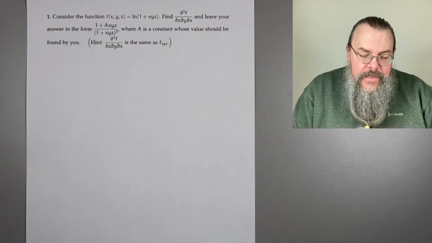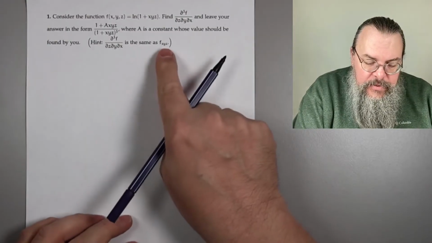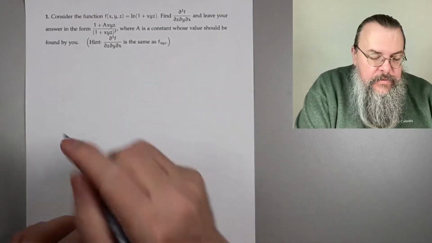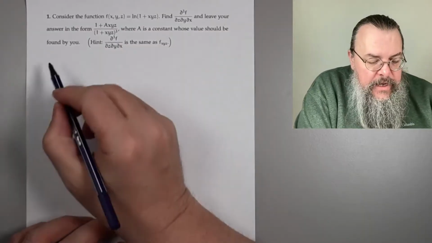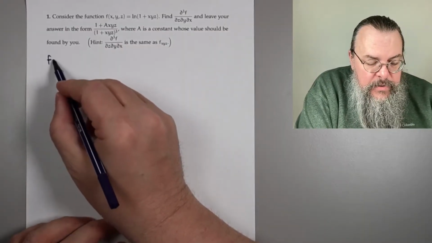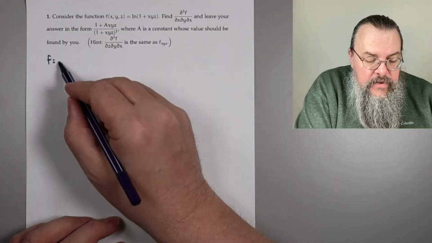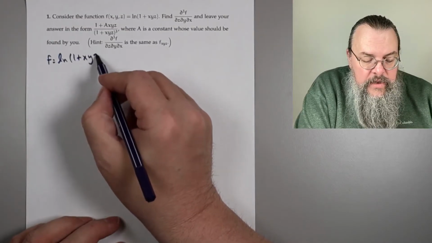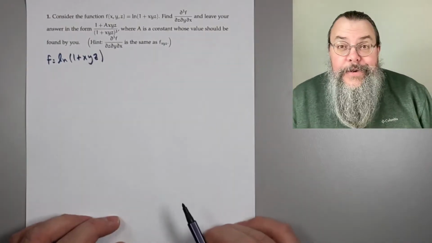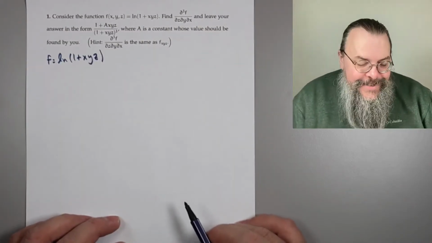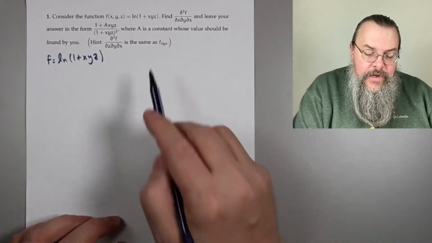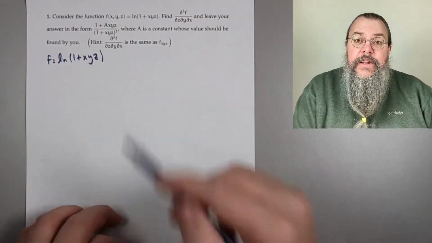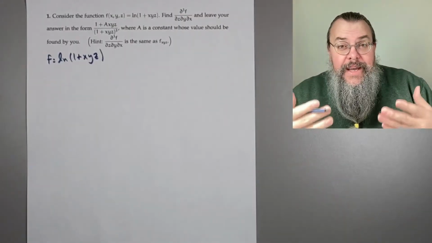So let's start, and I'm going to use the subscript notation just because it's a little bit easier for me to keep track. So we have our original function. So we'll start by writing that down. F is the natural log of 1 plus xyz. Okay, so we'll start with f sub x. Now that means we're taking the derivative with respect to x.